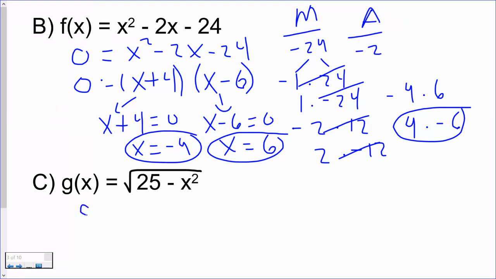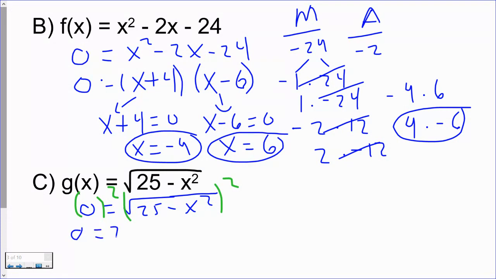This one is a little bit different. I'm going to go ahead and solve it here. The only way to get rid of something that's being square rooted would be to square it. That's its opposite. So I can take this, square that, take this, square that. If I did that, that would give me 0 equals 25 minus x squared. And now we'd have to subtract this 25.